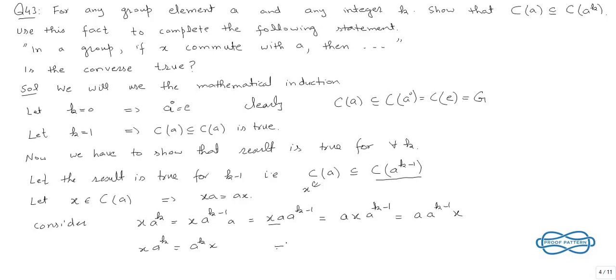This means x must belong to the centralizer of a to the power k, and because x was an arbitrary element from the centralizer of a, this means the centralizer of a is a subset of the centralizer of a to the power k. Alright. This implies the result is true for all k greater than or equal to 0.